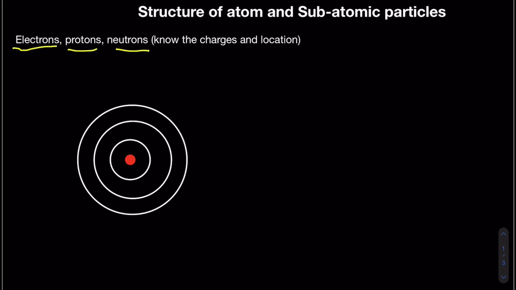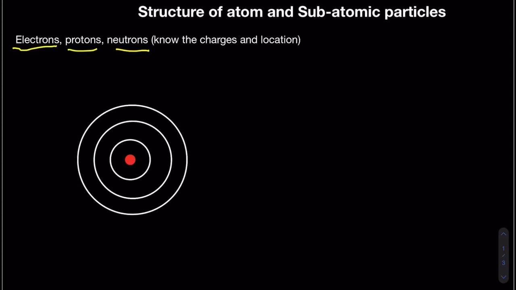So you want to make sure you know their locations and you know what the charge is going to be. And you want to have a rough idea of their masses. Like you don't necessarily have to know or memorize the charges or the masses of these subatomic particles, but you want to make sure you know who is heavier than the other.